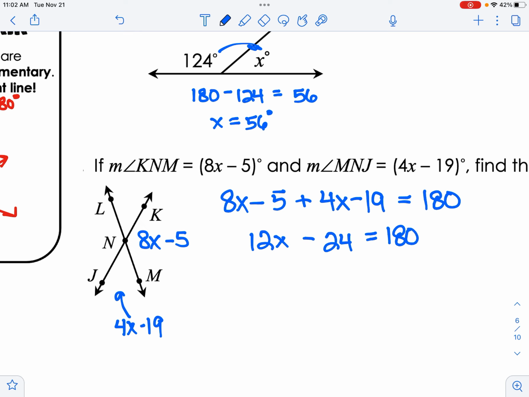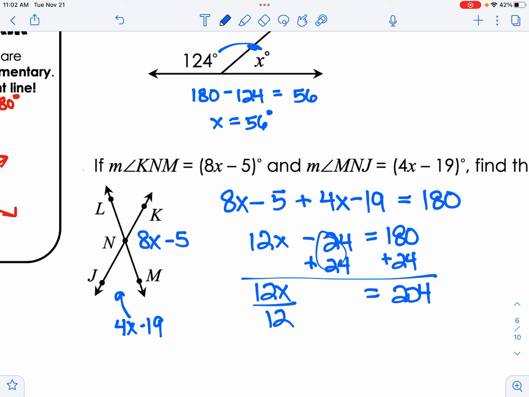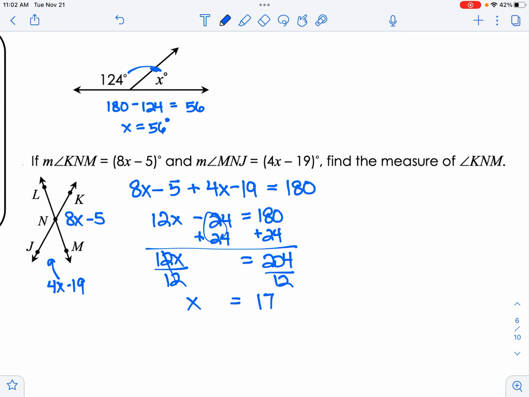Okay, I want to solve this by adding 24 to both sides. And so we have 12x equals 204. Okay, divide by 12 on both sides. And we get x equals, type that into your calculator, we get 17. Okay. Now, we know what x is, and now they're asking us to find the measure of angle KNM.